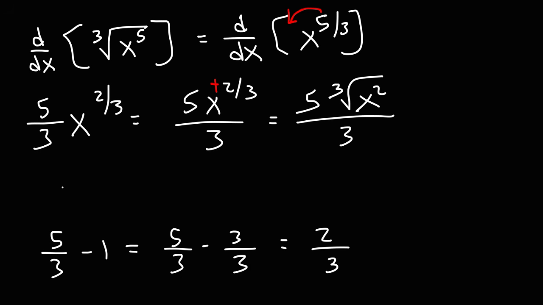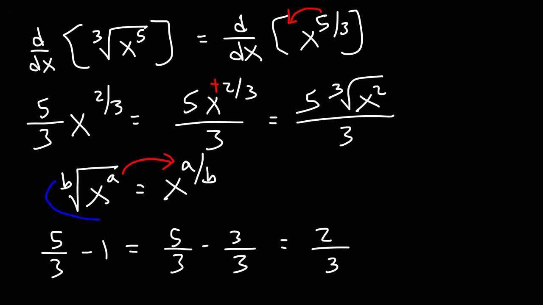So make sure you understand this. The b root of x to the a is equal to x raised to the a over b. The number inside the radical goes on top of the fraction. The index number goes on the bottom of the exponential fraction. But for this problem, this is the final answer.